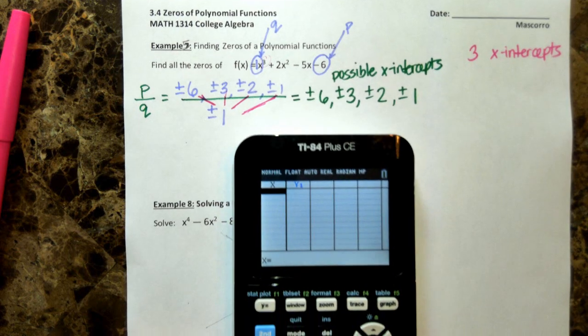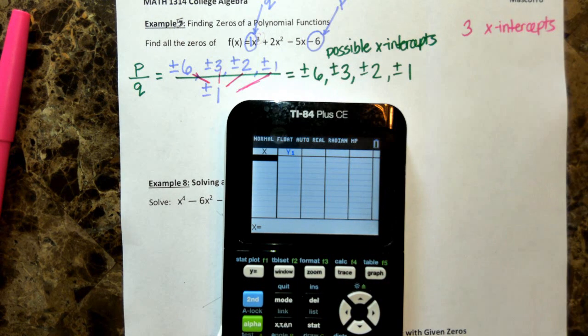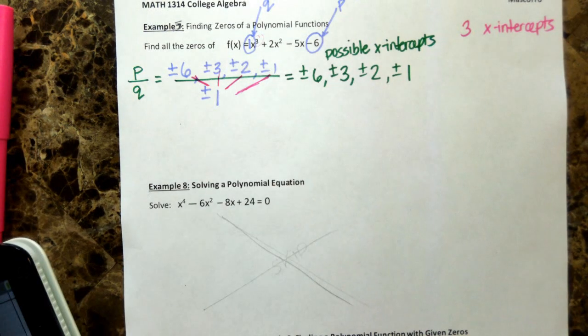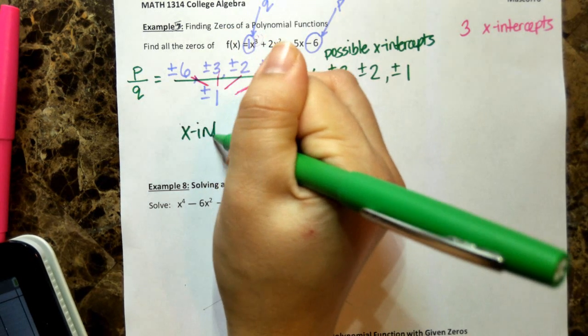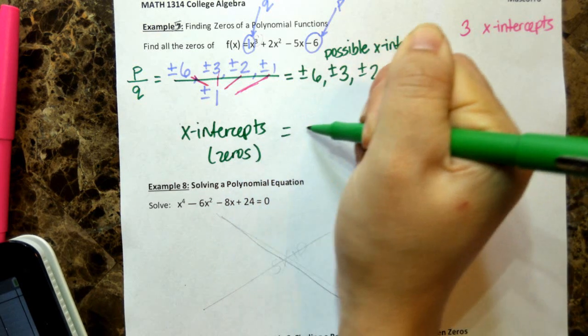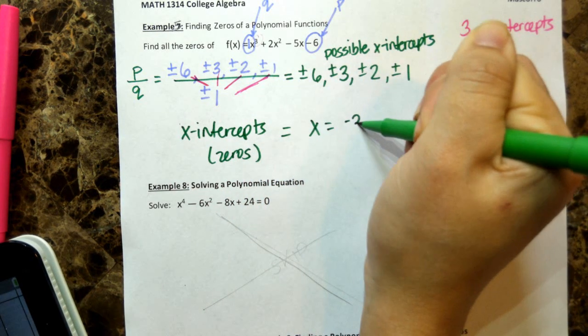All right, I'm going to go ahead and test out each one of these. If I plug in an x value of 6 for x, will my y value be 0? That is not true. So I will go ahead and try negative 6. Let's see, if we plug in negative 6 for x, will the y value be 0? Nope. Let's try positive 3. When x is 3, the y value is not 0. When x is negative 3, the y value is 0. So that's one of our x-intercepts, or zeros, is 3. Oh, sorry, negative 3.